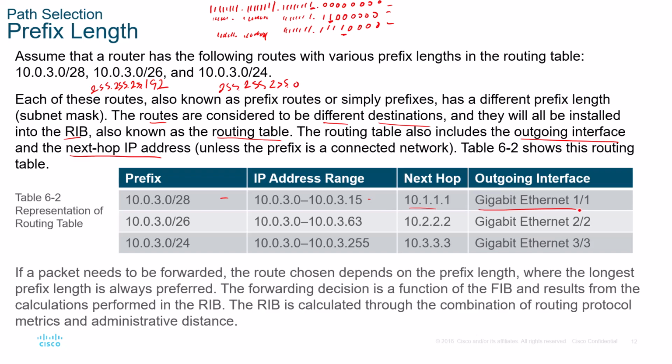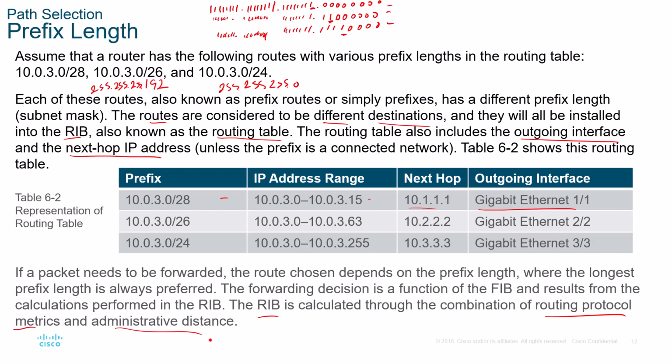If a packet needs to be forwarded, the router will choose the appropriate path based off of the prefix length, where the longest prefix length is always preferred. Meaning, we're looking at the most amount of ones in the prefix to identify which is the preferred path. The rib will then calculate through the combination of the routing protocol, metric, and AD the appropriate path.